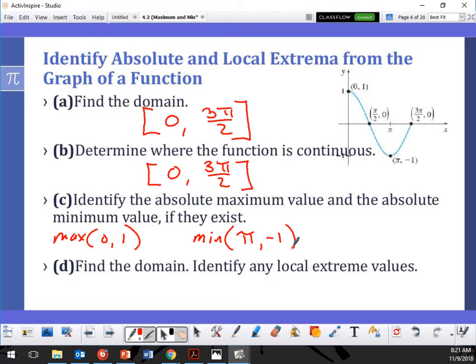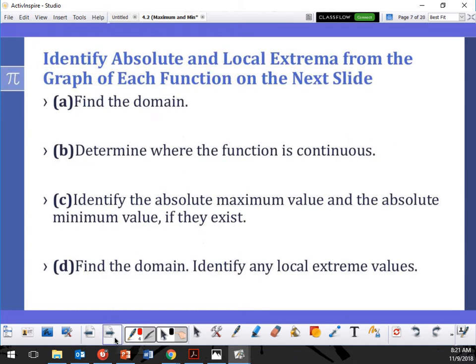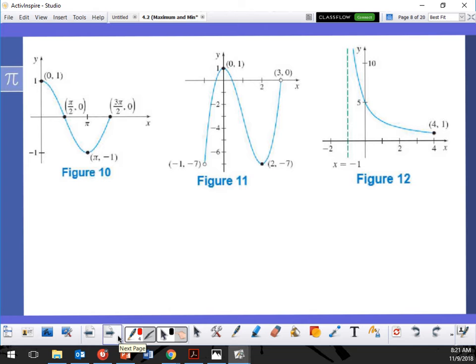Find the domain. Identify any local extreme values. Do we have any weird locals on this one? No, we don't have any, because we only have the highest point and the lowest point. We don't have any weird ones in between, right? No wonkiness. All right, so now on this one, we already did this one. Let's look at this one.